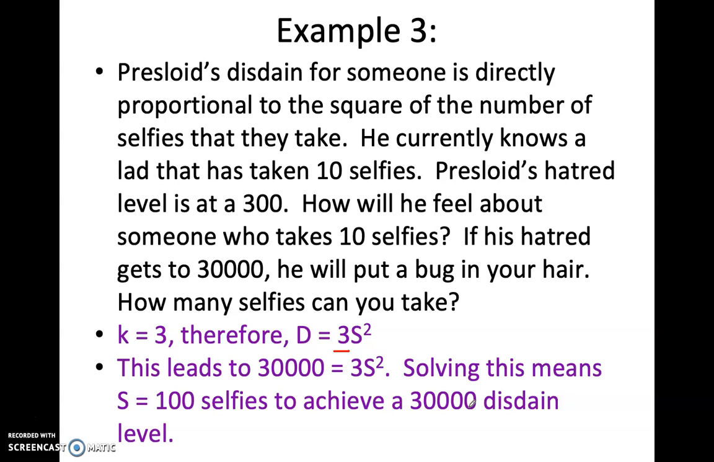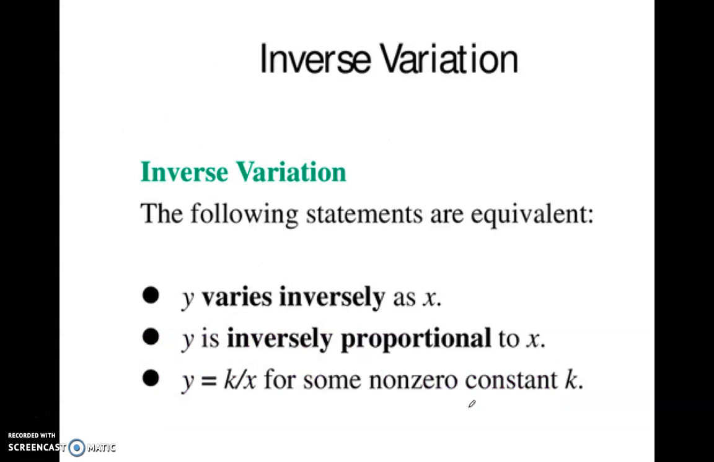So there you go. Then we have inverse variation. It's the same thing, except the way we write our equation this time is k divided by x instead of k times x. That's it. Everything else works the exact same. So we're going to be utilizing this in the future slides.